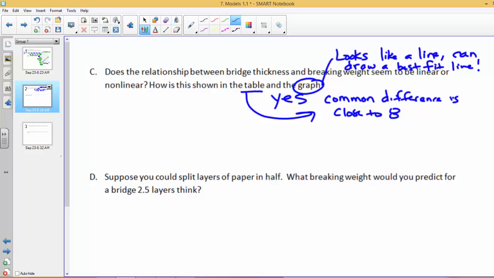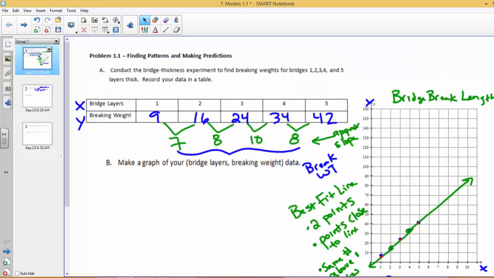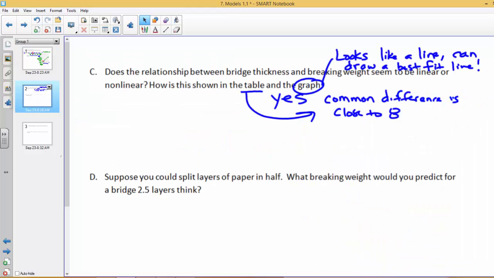And letter D says, suppose that you could predict a weight for 2.5. So let's go back to the table. And a best fit line shows that you can predict for 2.5. 2.5 is right here. And if you trace that up, it hits right here, and that's around about right there. So it looks like 2.5 is pretty close to 20. You can also predict that by looking at what's in between 16 and 24, and that is also 20. So that's how you're going to predict. You can predict from the table or from the graph. So 20 pennies.